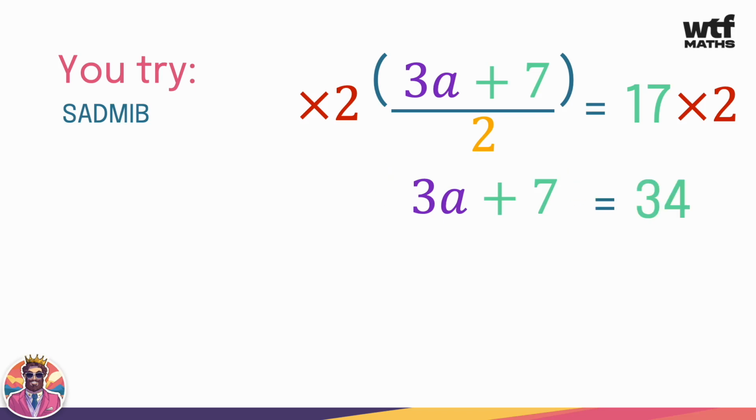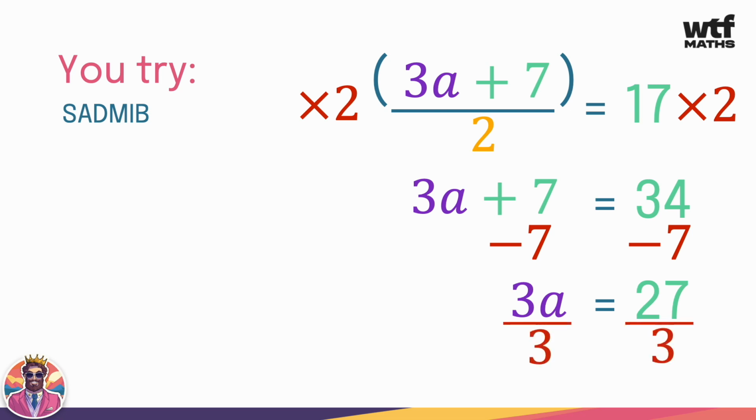Now it's just a normal equation to solve, so the next thing we'd want to get rid of, following SADMIB, would be the plus 7. So we're going to take 7 from both sides. This leaves us with 3a equals 27. And finally, to get rid of a 3 times a, we divide both sides by 3. So our final answer is going to be a equals 9.